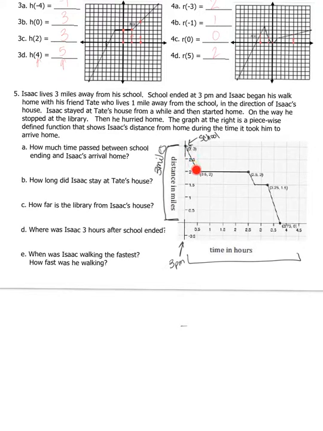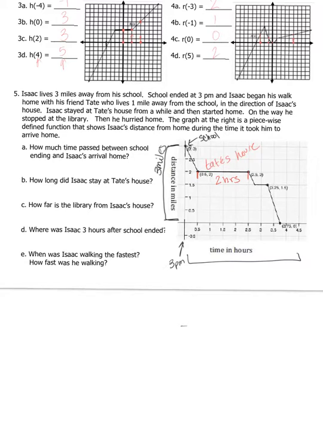We are coming home, so we're getting closer to home. So our distance is going down as time increases, and then our distance stays at the same place. In other words, we stay the same distance away from school for a while. This flat line must represent Tate's house. And it looks like he stayed there from this point to this point, or in other words, 2 hours long, he stayed at Tate's house.